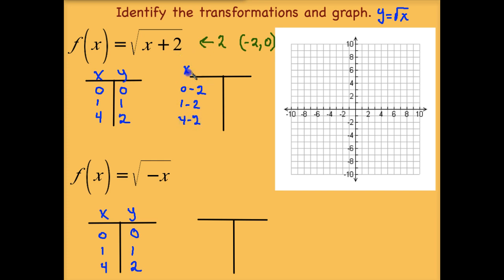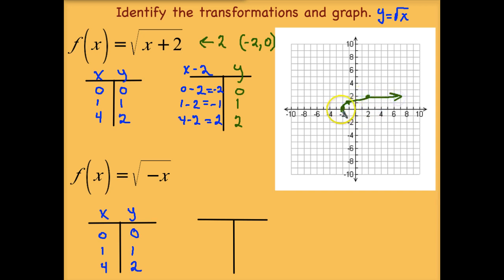So our x values we are adjusting by shifting to the left 2, and we end up with negative 2, negative 1, and 2. Our y values are going to stay the same, so those will be 0, 1, and 2. Notice these key points are different than our last key points. Remember that these are listed on your parent function portfolio. So if we graph these key points, negative 2, 0, that's our initial point or our vertex, negative 1, 1, and 2, 2.